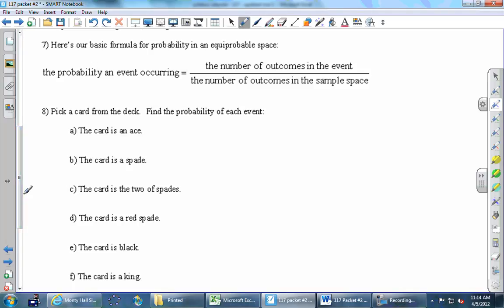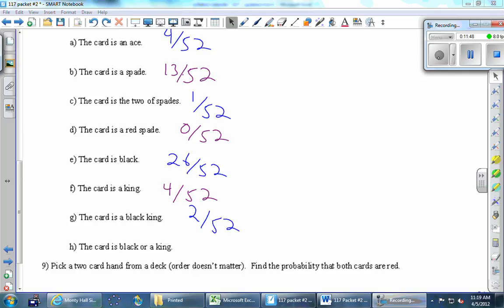All right, more stuff with cards. Can you guys again pick a card from the deck and find the probability of every one of these things in question 8? Go ahead. So it seems like groups were making real good progress on these. The one I want to talk about is the last one. I've got the answers up for the others. The last one I think is the tricky one.